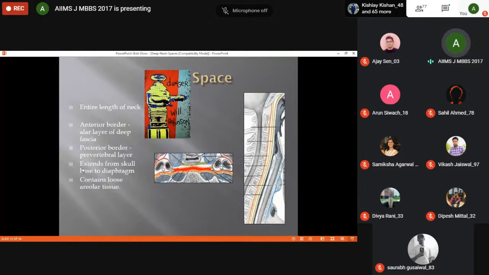This is also known as the dangerous space because an infection of this space can extend up to the chest, leading to mediastinitis and pericarditis, and the patient can actually die sometimes unless you treat the patient vigorously. Okay, that is the danger space.